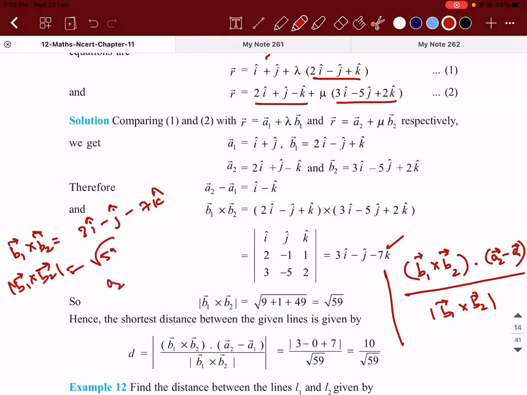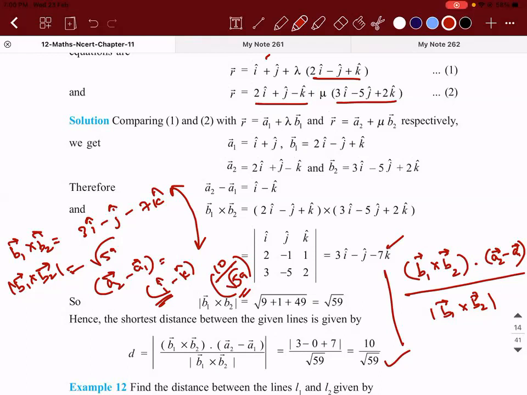Okay, what is A2 vector minus A1 vector? I cap minus K cap. Yes, sir. Now, if you do the dot product between these two, what will you get? 3 plus 7, you will get 10 divided by root of 59. So 10 divided by root 59 will be the answer.